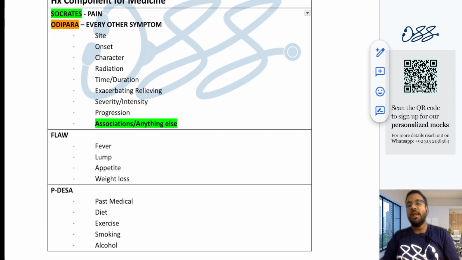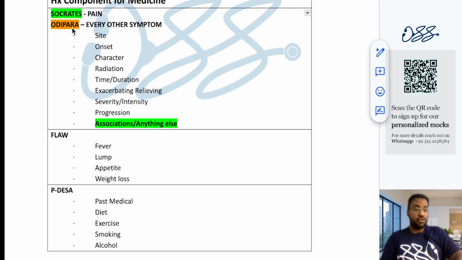Before I move on to the association and anything else part, let me tell you that before moving on to the second and third layers of history taking, it is very important that you are able to list down 2 to 3 differentials in your head after you are done with the first layer. All the other layers are just for supporting your diagnosis, to make it even clearer and make you more confident in your diagnosis.